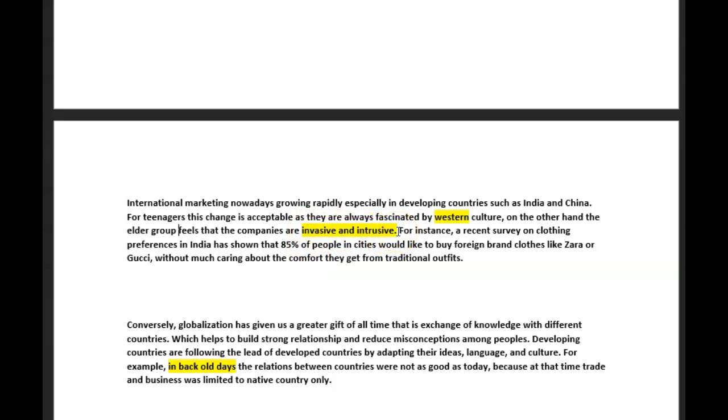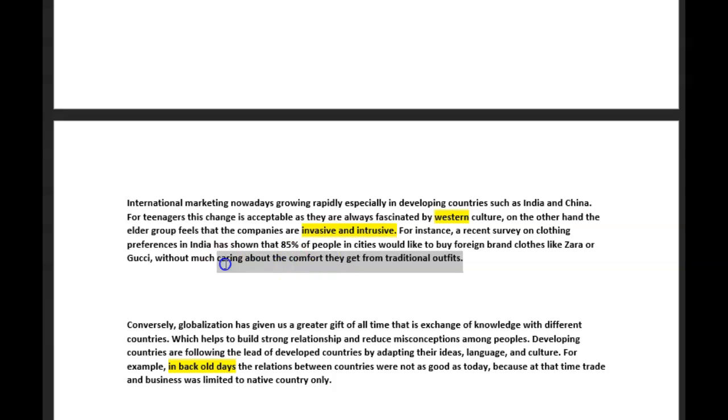Now, you mustn't repeat the words from the task. So you could say are detrimental, or are negative, or advertise or suggest negative values. Something like that. For instance, good, very good to give an example. A recent survey on clothing preferences in India has shown 85% of people would like to buy a foreign brand without much caring about the comfort.